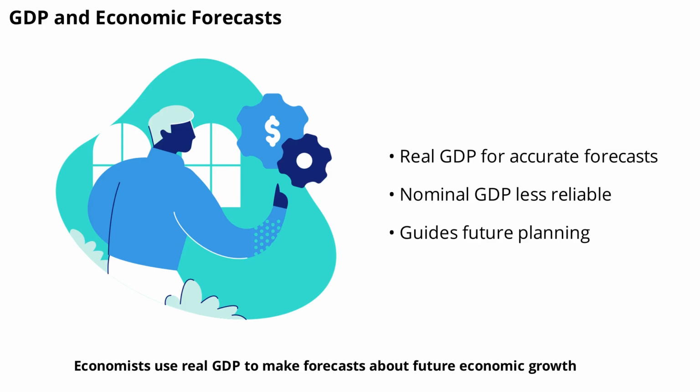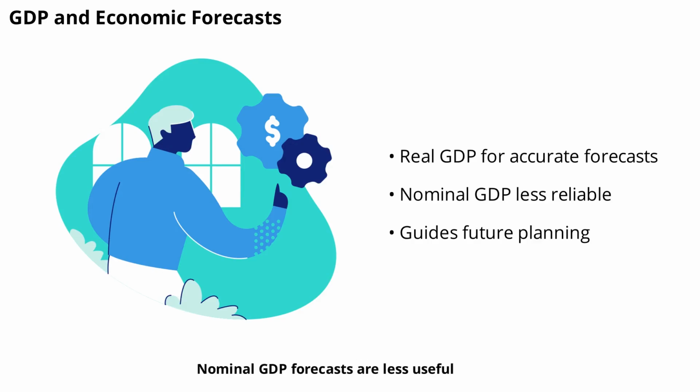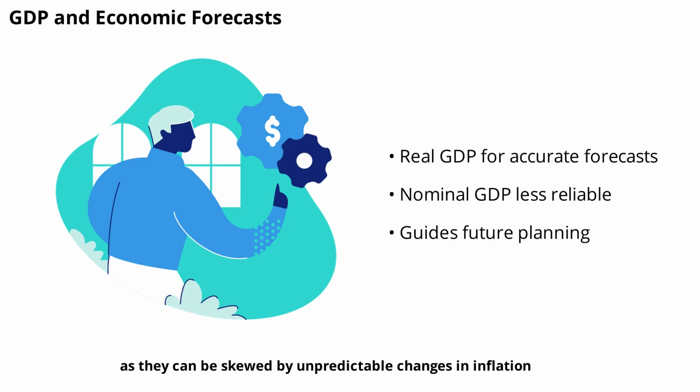Economists use real GDP to make forecasts about future economic growth. Accurate forecasts help governments and businesses plan for upcoming opportunities and challenges. Nominal GDP forecasts are less useful, as they can be skewed by unpredictable changes in inflation.